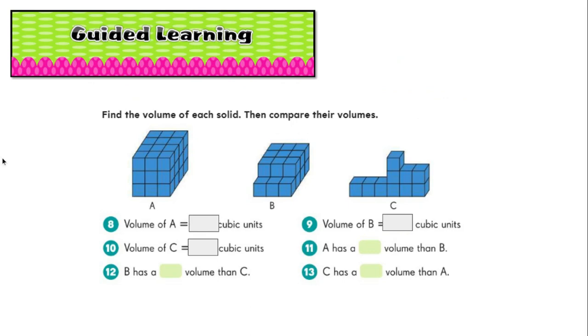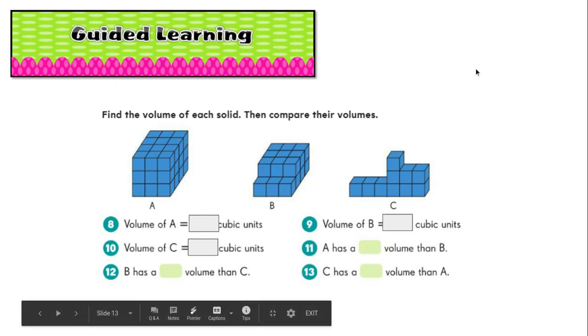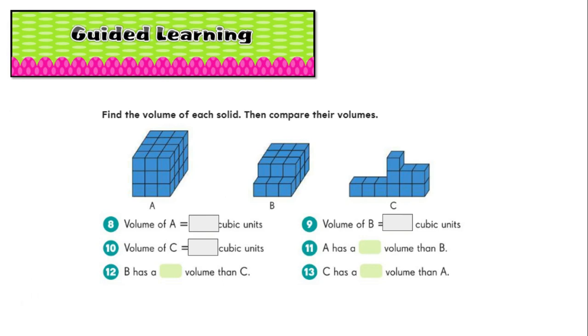Okay, so I'm going to give you a minute to work on the guided learning for 8, 9, 10, 11, 12, and 13. The directions are, you are first to figure out what the volume is for solid A, solid B, solid C, and then using less than, greater than, or the same, you're going to compare 11, 12, and 13. And you can pause the video, and when you're done, you can continue on with the video.